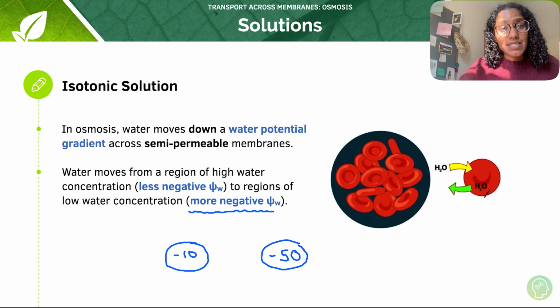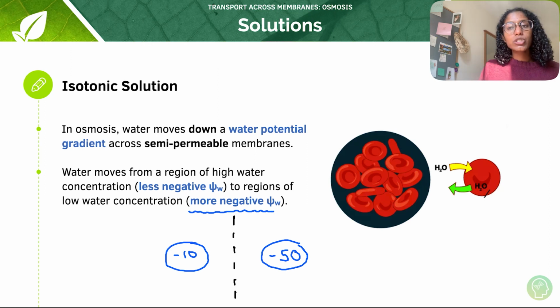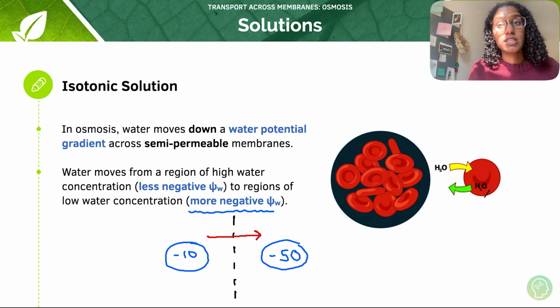So in this case, for example, if we had a membrane between these two solutions, which way would we get water moving? Well, we know that water moves from a region of higher water concentration, so from this less negative value, to the region of lower water concentration, to this more negative value. So this is our gradient, and so this is the way that our water molecules are going to be moving. I hope that makes sense.